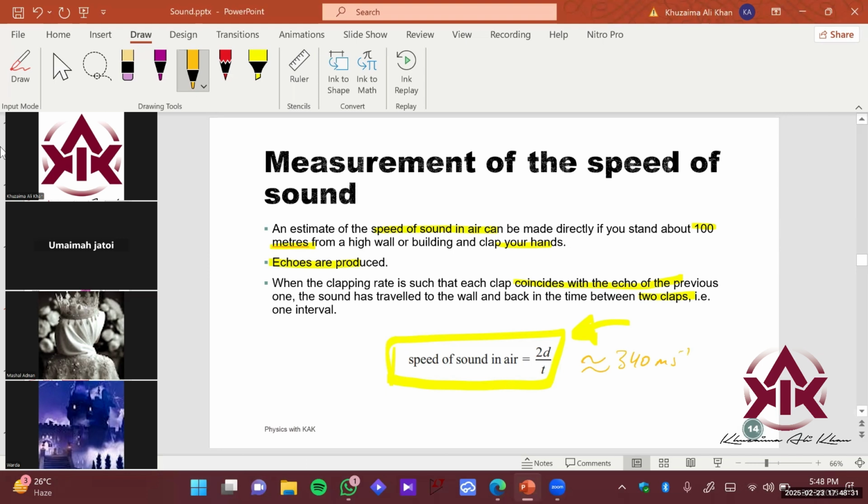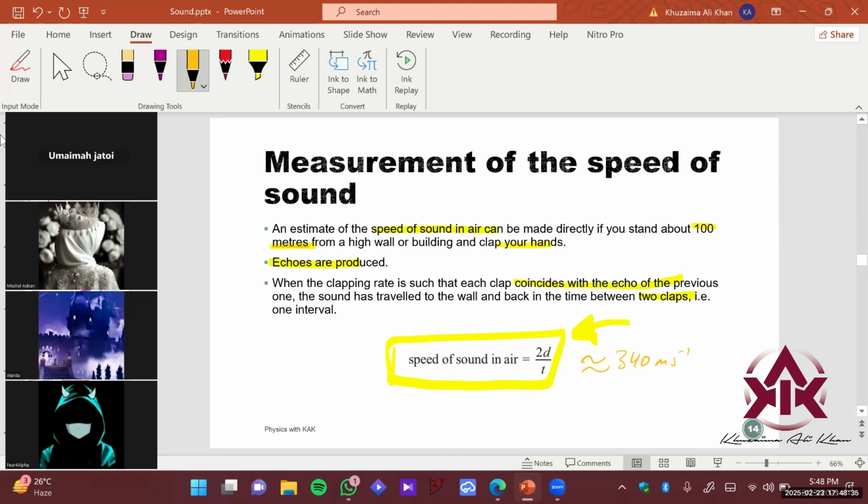Okay, it makes sense to Mema, Mashal, and okay, everyone.